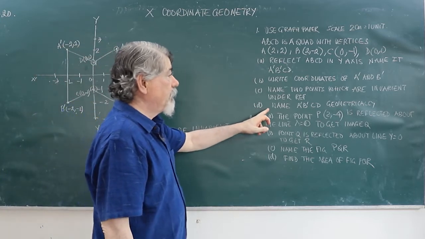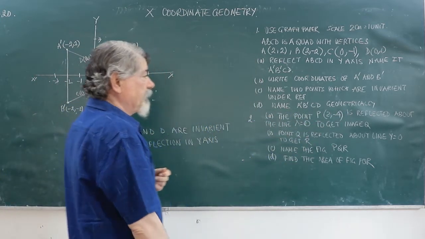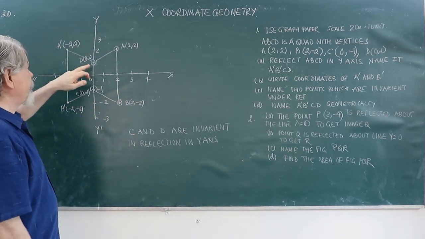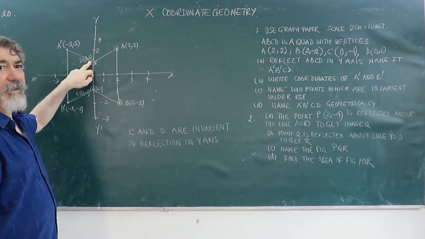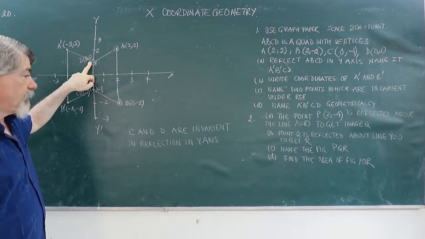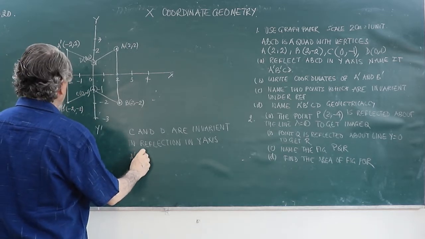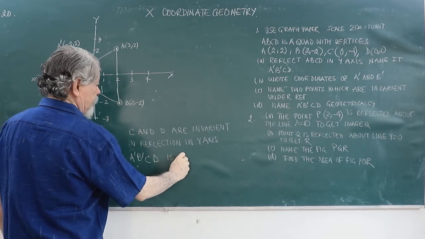Then he says name A dash, B dash, C, D geometrically. What does this figure A dash, B dash, C and D look like? It is a trapezium. A dash, B dash, C, D is a trapezium.